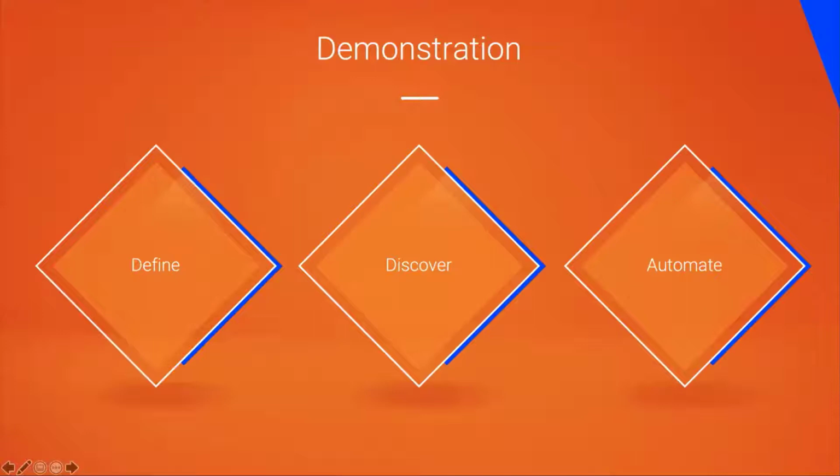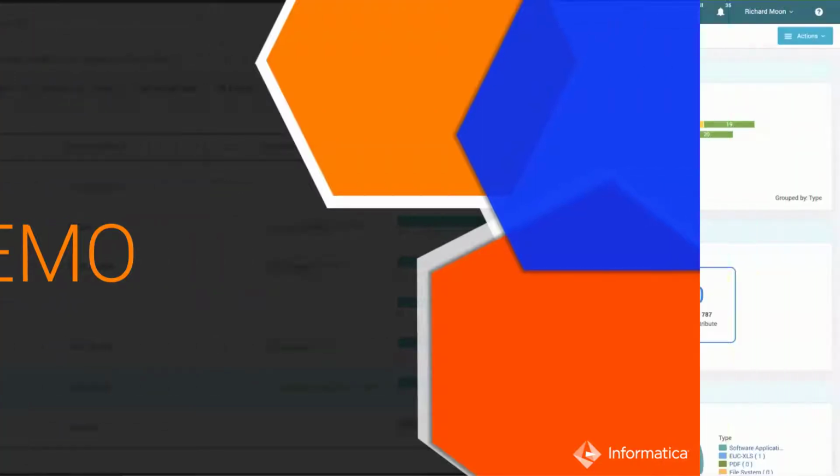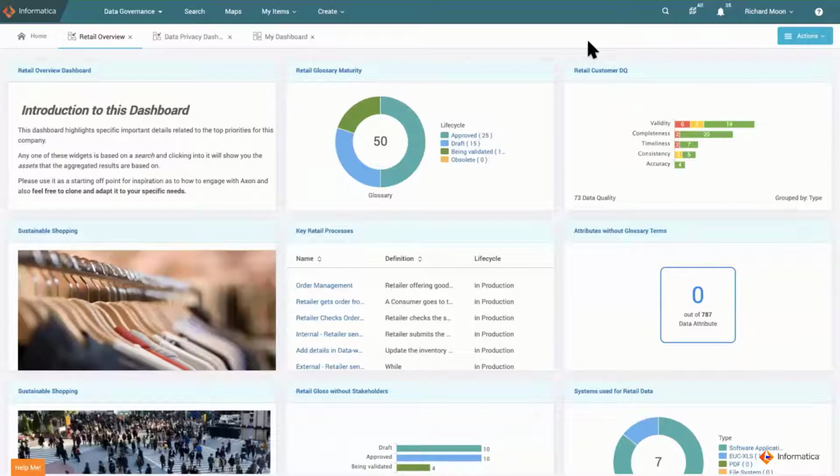So how I'm going to demo this is I'm going to talk through three specific examples. This is, as I talked about, an Axon-led demo. I'm going to see what the definition in Axon looks like for a privacy officer. So I'm going to jump into the Axon environment here. Give me a minute.